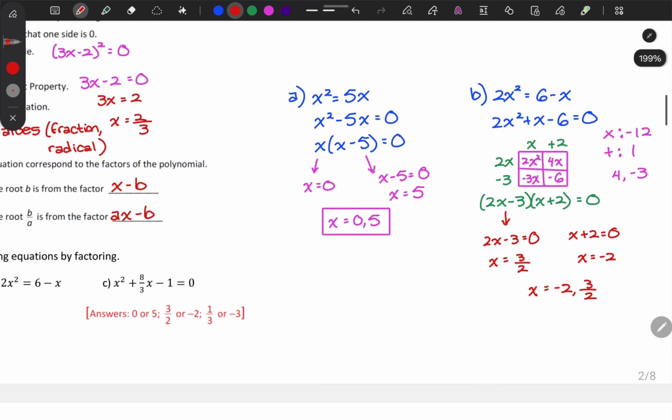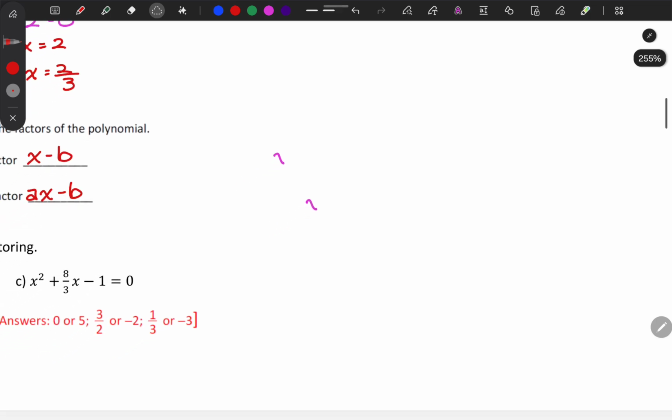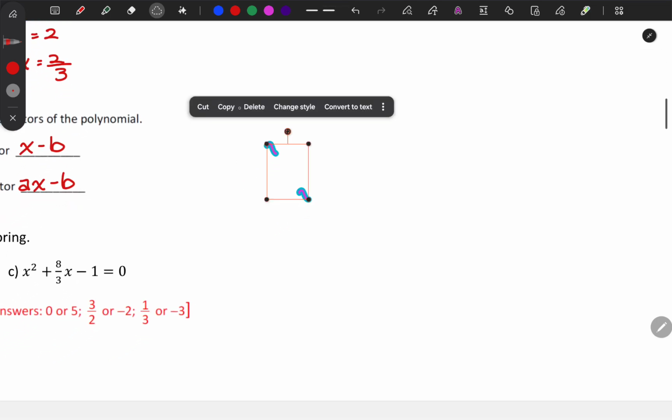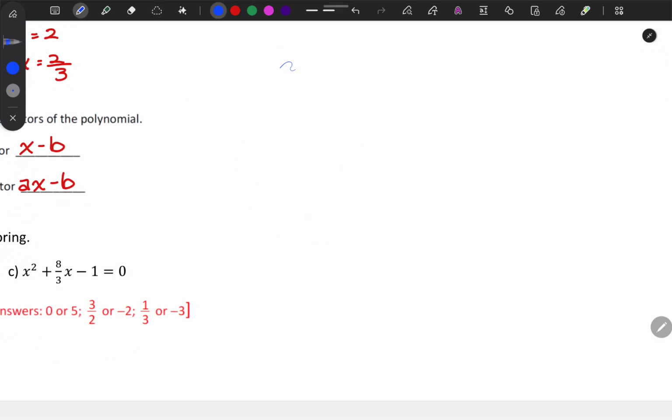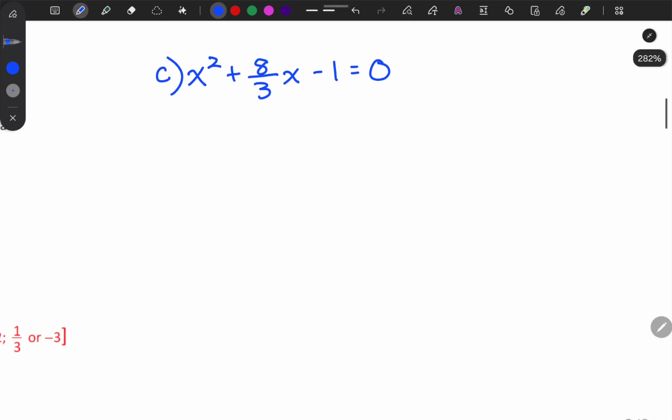All right, let's make a little bit of space and try C as well. C has some fractions. I'm sure we're all very excited for those. C is x squared plus 8 over 3 x minus 1 equals 0. Now you can factor this with fractions. You can also make it a little bit easier and not have the fraction.